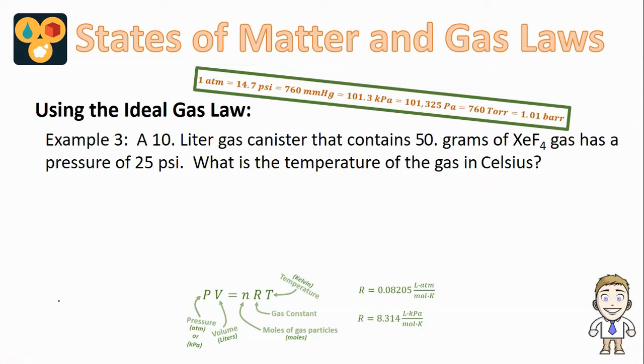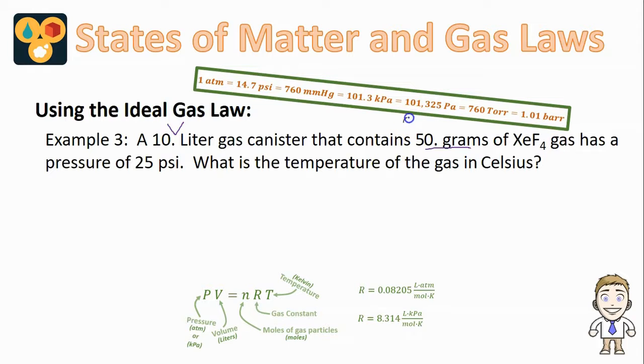And we'll end with one final extra challenging example. We have to pay attention to a lot of details in this. A 10-liter gas canister, so there's my volume. Right away I see 50 grams, which confuses me because nowhere in PV equals nRT can I plug in grams.